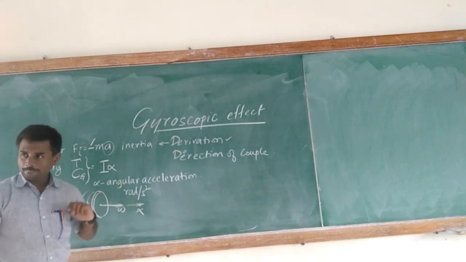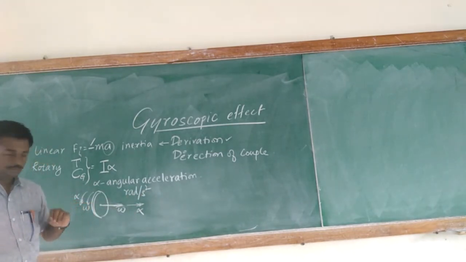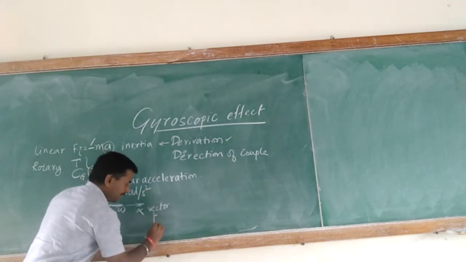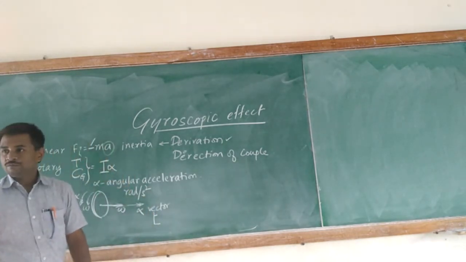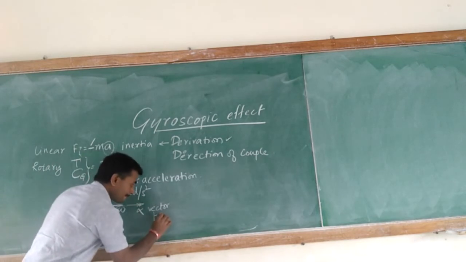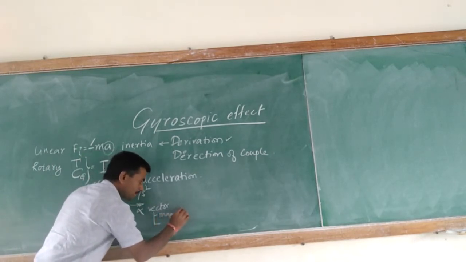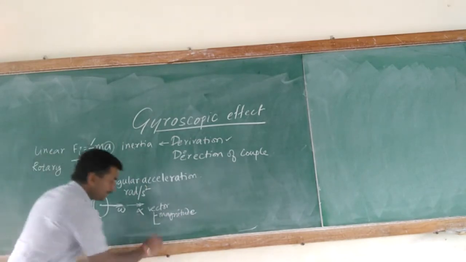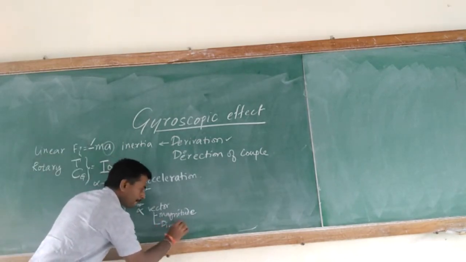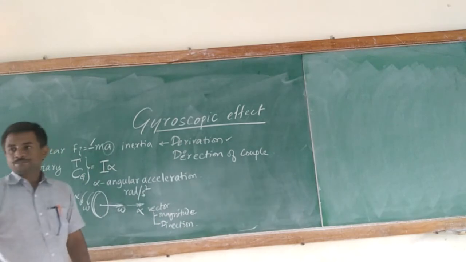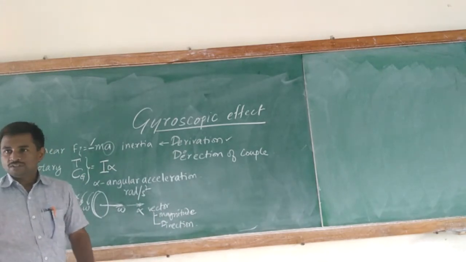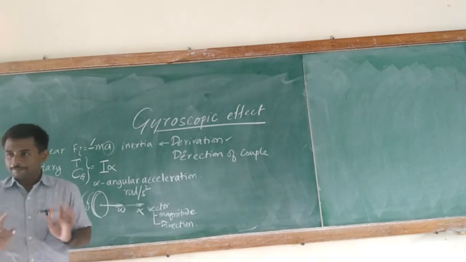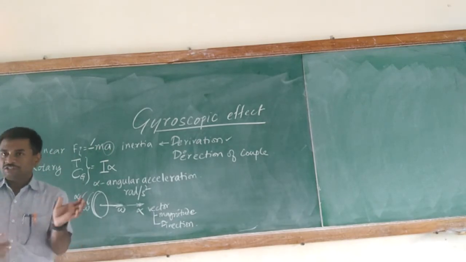Alpha is a vector. And a vector has two parts. First part is magnitude, and the second part is direction. Fine. Now suppose I take this, I keep its angular velocity the same, and I change its direction.